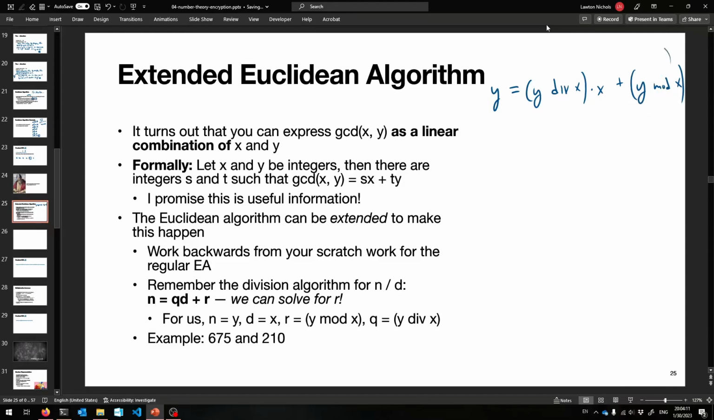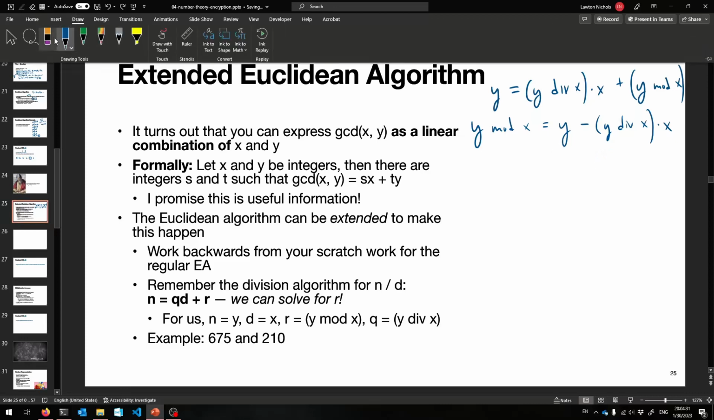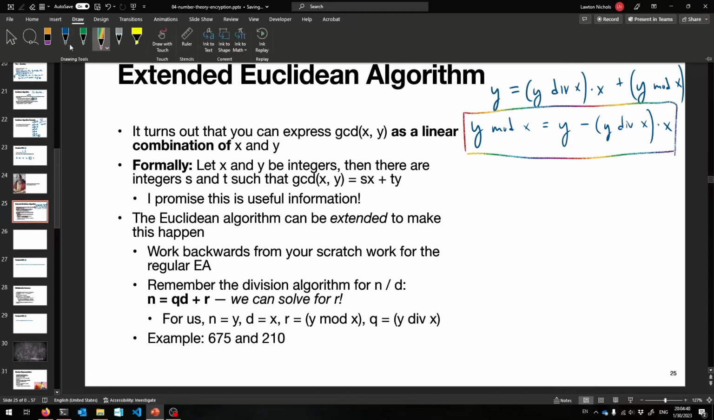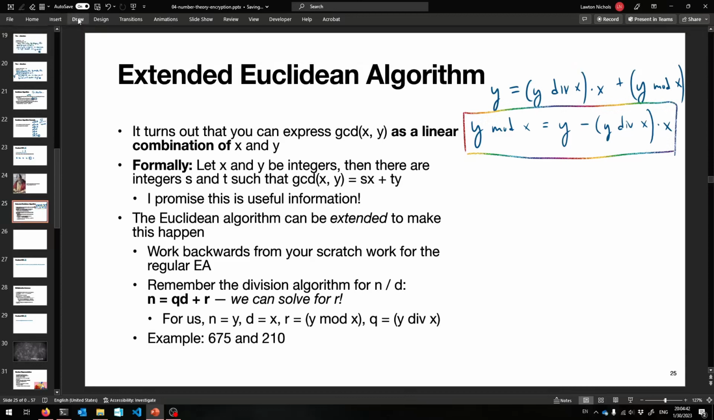We can solve this for r, which is y mod x. So y mod x is always equal to your original y minus y div x times your x. And what is this but a linear combination? You can keep on plugging in older and older values, and this is going to give us our answer. So I'm going to highlight it in rainbow because it's so important. So just keep using that, and eventually it all works out. So let me show that to you.